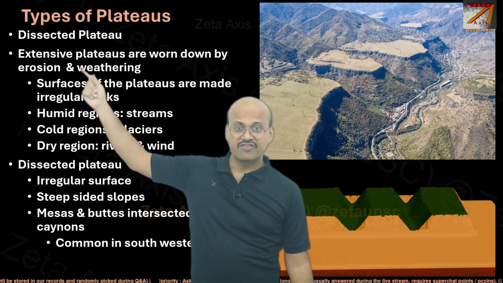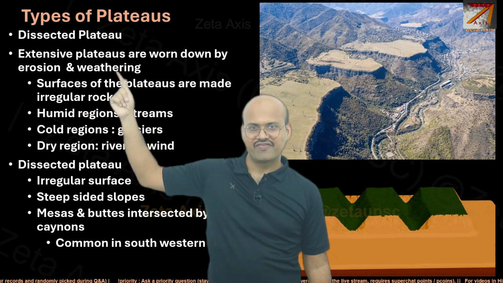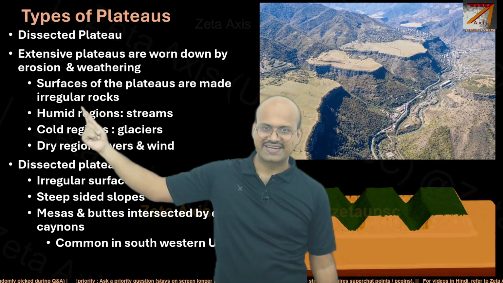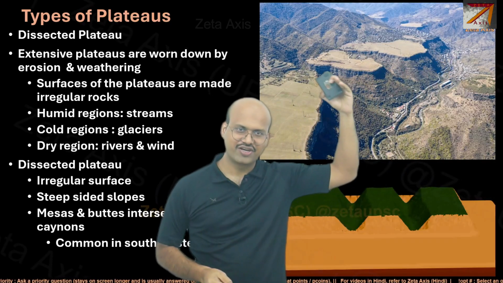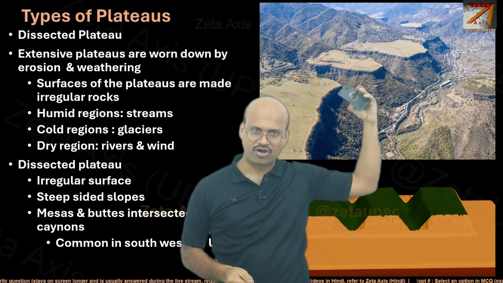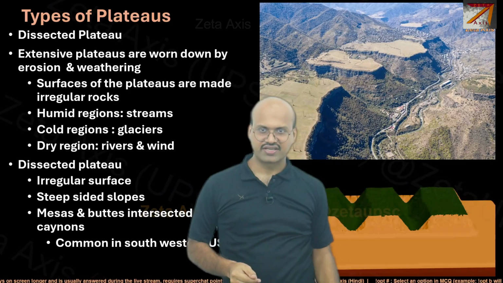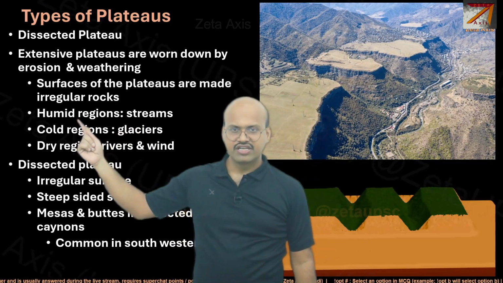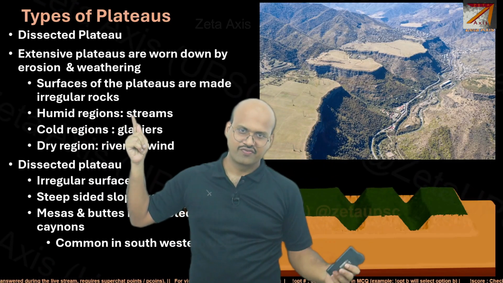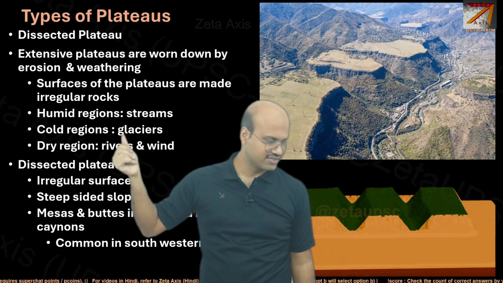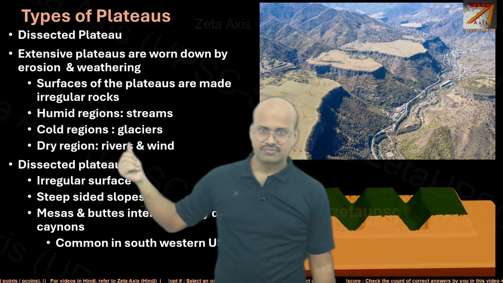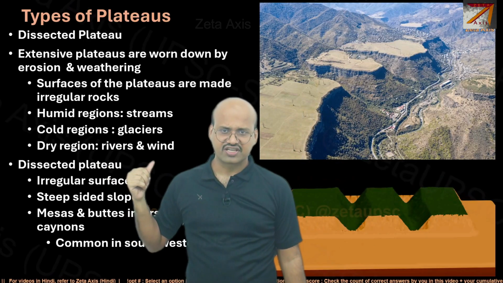These are extensive plateaus worn down by erosion and weathering. Surfaces of the plateaus are made into irregular blocks. So this was one continuous block, but over time it was divided into different irregular blocks. So we can see that these are now distinct irregular blocks. In humid regions, streams, that is flowing river waters, can cause this dissection. In cold regions, glaciers can cause the dissection. In dry regions, rivers and winds can cause it.